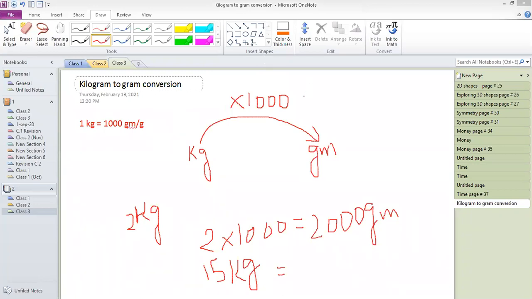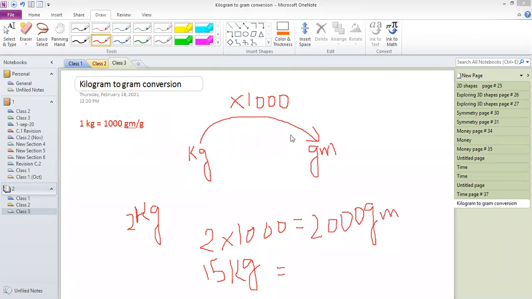15,000. That is very easy, guys. To convert the value from kilogram to gram, you just multiply it by 1000. 2 kilogram, 2000 gram. 3 kilogram, 3000 gram. 4 kilogram, 4000 gram. 8 kilogram, 8000 gram. 20 kilogram, 20,000 gram. 90 kilogram, 90,000 gram. Right?